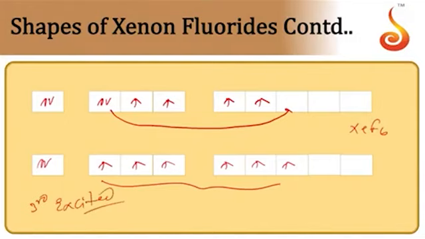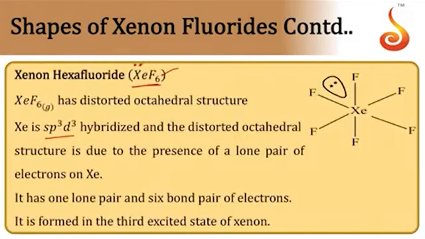In the third excited state, we have 6 unpaired electrons present. Therefore, it will be in the third excited state for the formation of the XeF6 molecule, with sp3d3 hybridization. It has one lone pair on xenon. Therefore, the structure is distorted octahedral because of the presence of one lone pair of electrons on it.